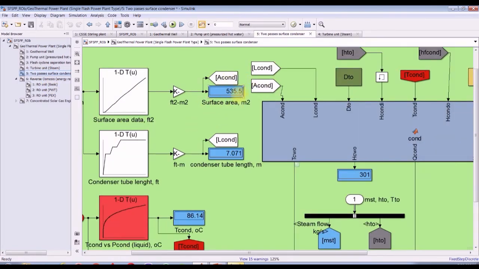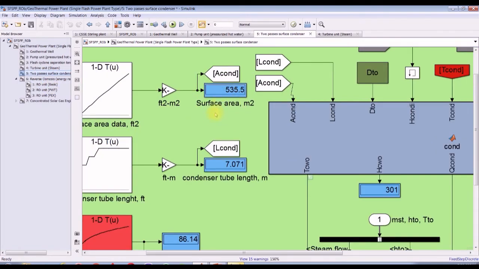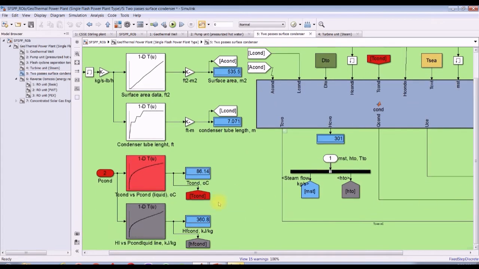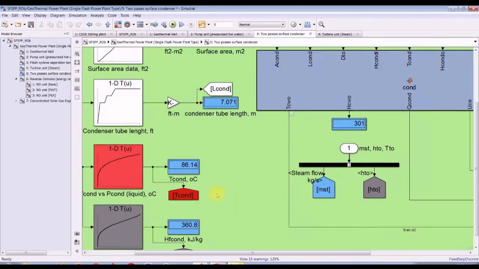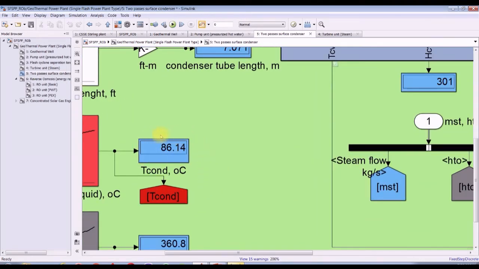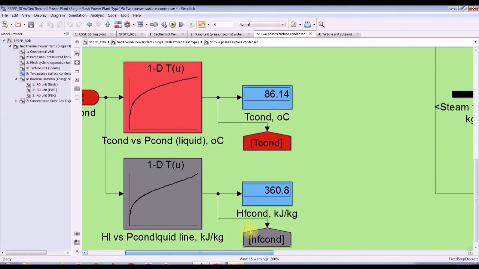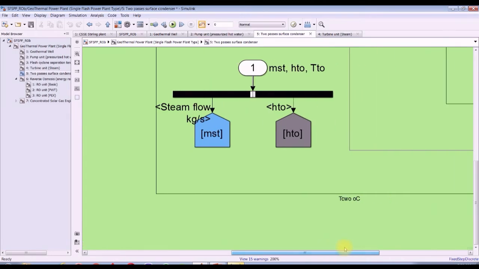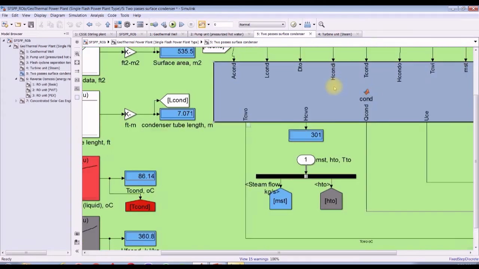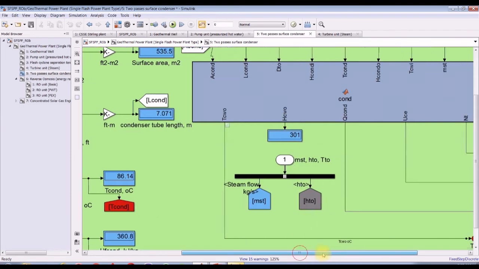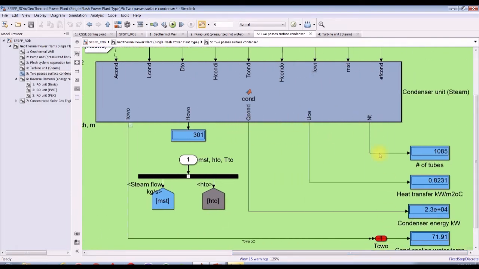Okay, for the condenser, it's the same. We need 500 surface area of the condenser. We need this condenser tube length, and this is the condenser temperature. Condensation temperature is around 86 degrees Celsius. This is enthalpy with the liquid at the condenser. Okay, and this is enthalpy of outlet cooling water. This is seawater outlet and seawater inlet.